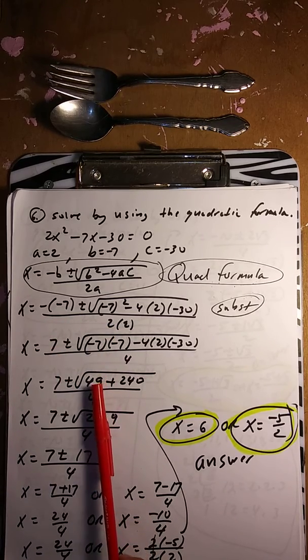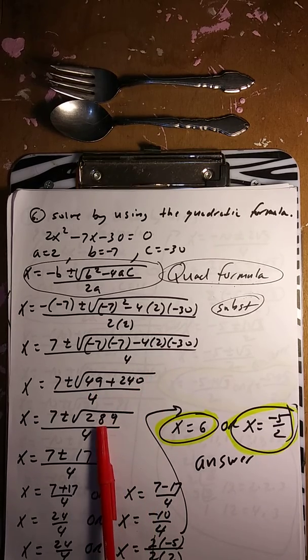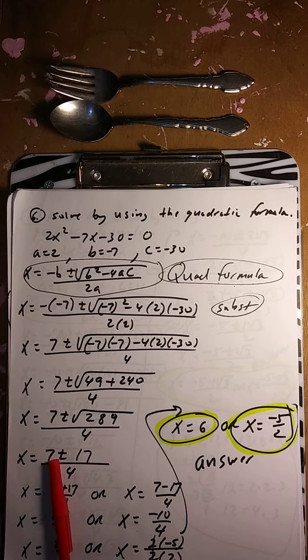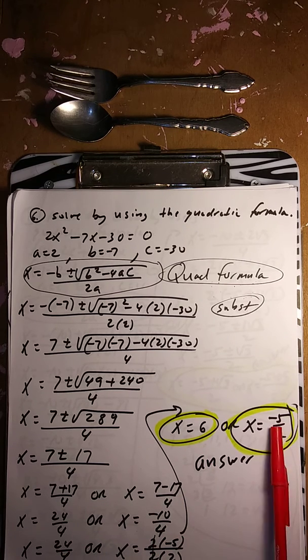So now we have 49 plus 240. Negative times positive, negative, is this. 289. The square root of 289 is exactly 17. So we have 7 plus or minus 17 over 4. 7 plus 17 over 4, or 7 minus 17 over 4. Now 24 over 4, divide that, and we have 6. And the other one is negative 10 over 4. Let's rewrite this one. That's 2 times negative 5, 2 times 2. These cancel. So we're going to have 6, and the other answer is going to be negative 5 halves.